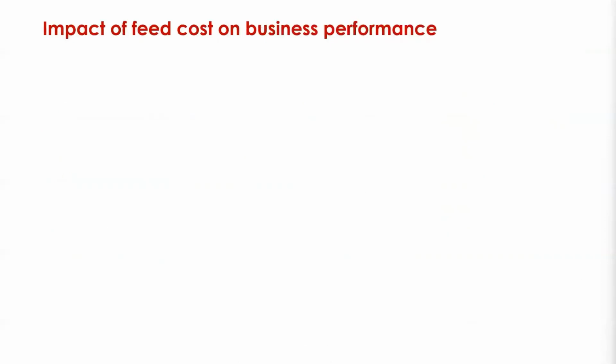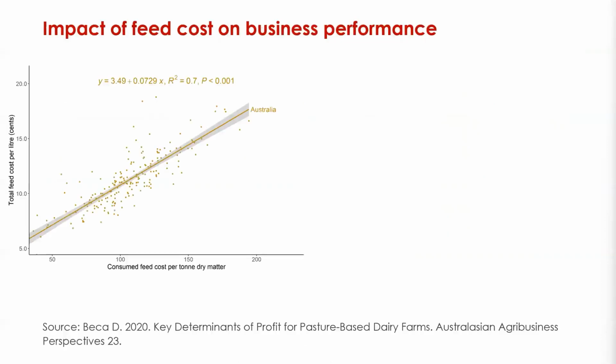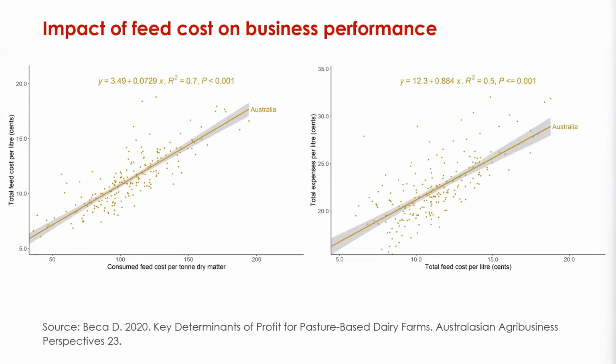There is further supporting evidence that the average cost of feed has a huge impact on profit. This graph is from one of my own papers that outlines the impact of average feed cost per tonne dry matter, which is the horizontal axis, on total feed cost per litre, which is the vertical axis. And this second graph now moves total feed cost per litre to the horizontal axis and outlines its impact on total operating expenses per litre. As you can see, both relationships are very strong.